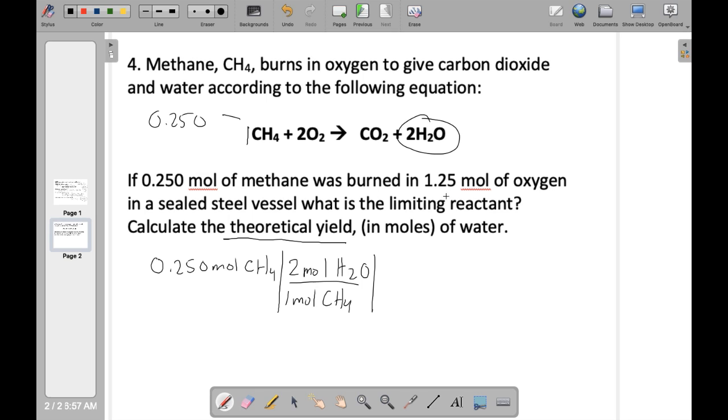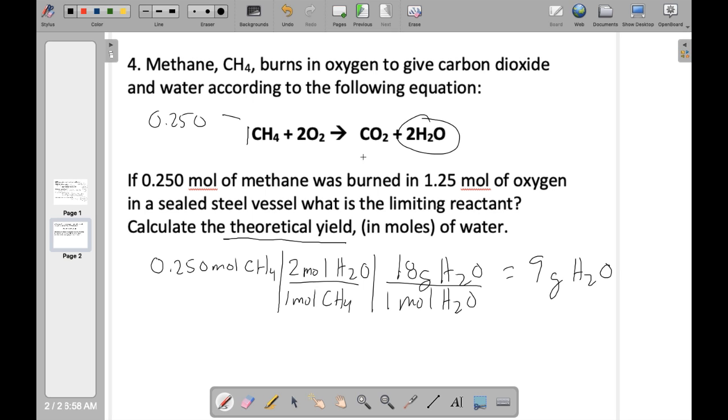And they just want the theoretical yield in moles. Really, if I just did this calculation right here, I could get moles. But let me go to grams really fast so I can find out the limiting reactant. 1 mole of water is going to be about 18 grams molar mass. Okay, I do this math. I'll get about 9 grams of H2O, water.